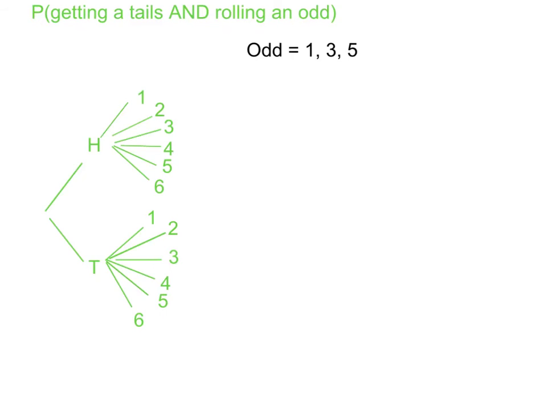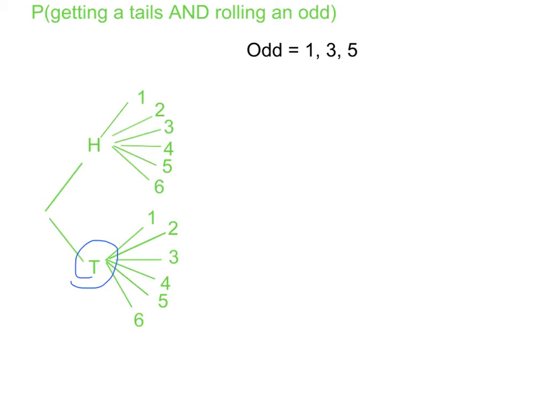Let's try another example. What is the probability of getting a tails and rolling an odd number if we use a die? Once again, we can demonstrate this by using a tree diagram. Remember, an odd number is just 1, 3, or 5. Those are the only odd numbers on a 6-sided die. First, the probability of getting a tails is right here. It's 1 out of 2.